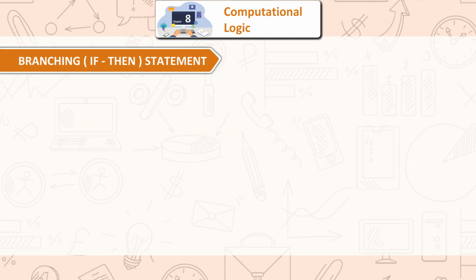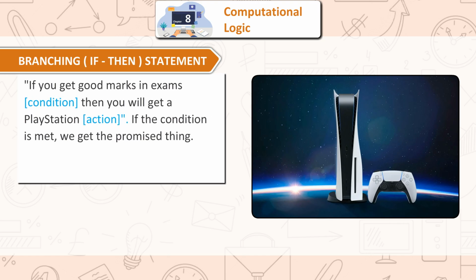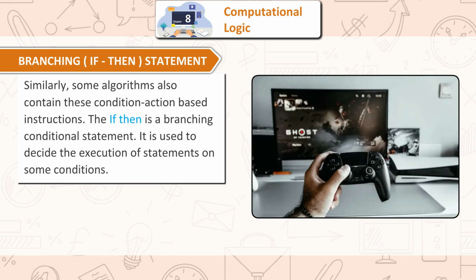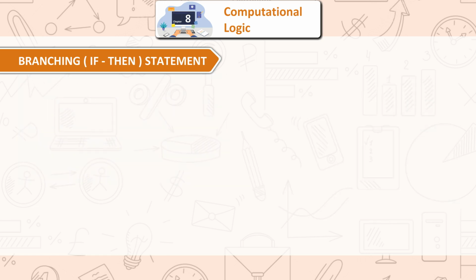Branching: if-then statement. You must have heard from your parents or elders: if you get good marks in exams (condition), then you will get a PlayStation (action). If the condition is met, we get the promised thing. Similarly, some algorithms also contain these condition-action-based instructions. The if-then is a branching conditional statement. It is used to decide the execution of statements on some conditions. First, the condition is checked, and if it is true, only then a certain course of action takes place.